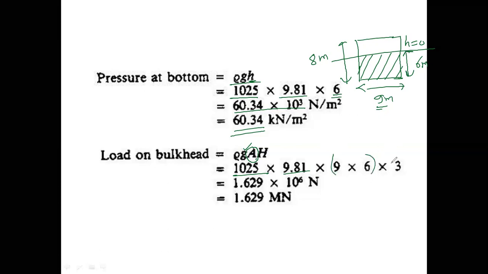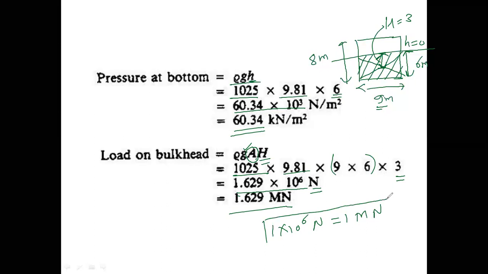This is the area, and H is the centroid of the underwater part, measured from the free surface. So from here to here, this is the capital H. That will be half of the 6, which is 3 meter. So that will be taken here. If you solve this, you will get the answer 1.629 × 10⁶ newton, which we convert into mega newton. How to convert to mega newton? 1 × 10⁶ newton is equal to 1 mega newton.